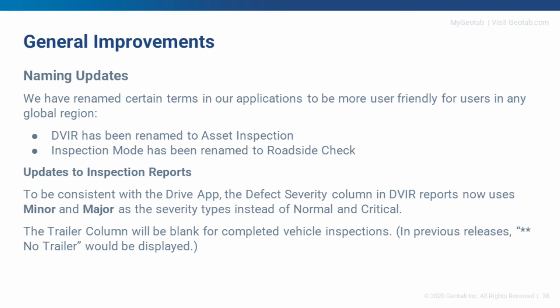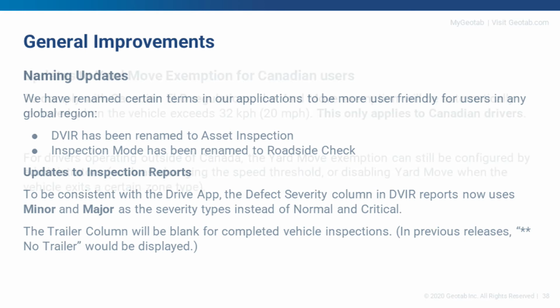In previous releases, it would say no trailer, but that is kind of counterintuitive, because if you're using the Excel report and you're using calculations to look for something, having text there that is a null is not the easiest thing to deal with. So now it'll just be a blank column if you don't have a trailer attached in combination.